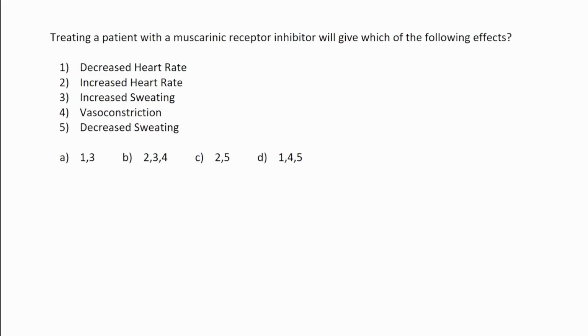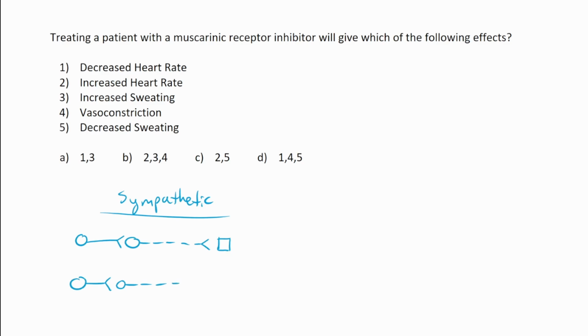Okay, to solve this problem, we need to remember 3 different neural pathways: 2 from the sympathetic, and then our parasympathetic one as well. Looking at 2 from the sympathetic, the first one we need is this one. Okay. First one we're going to look at.